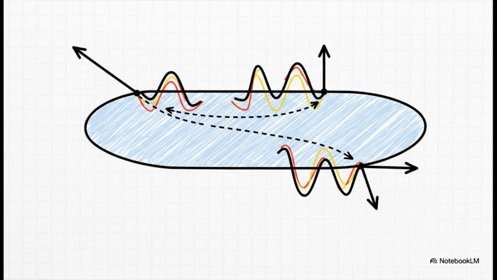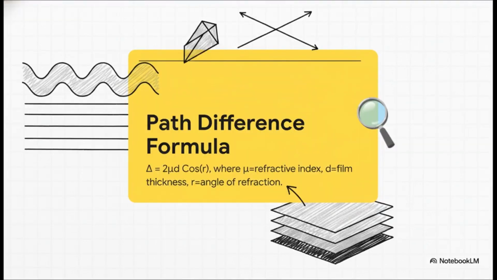So now you've got two waves coming back to your eye, but one of them has traveled a little bit farther. We call that the path difference. That, combined with a little physics quirk called a phase shift, is what determines everything. And yep, there's a formula for it.